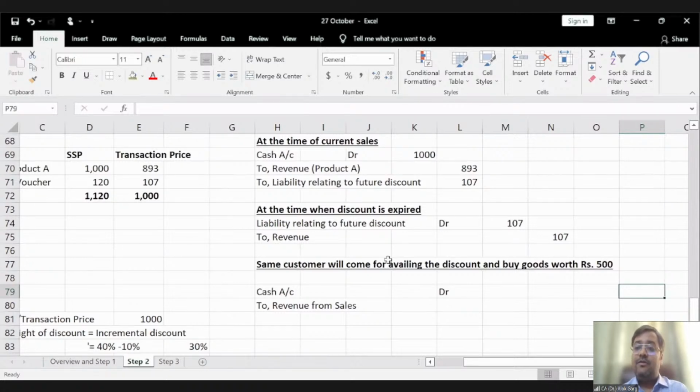But the customer will also receive a discount. And how much discount will the customer receive? For example, a discount of 200 rupees, because 40% is the actual discount, right? So cash account will be debited by how much money? 300 rupees. Liability relating to future discount will be debited by how much? 107, which we need to recognize now.